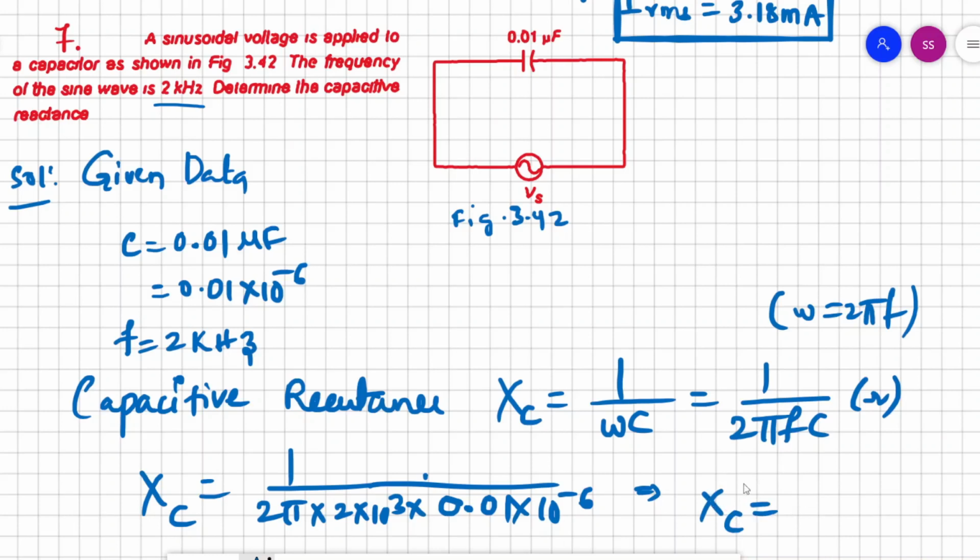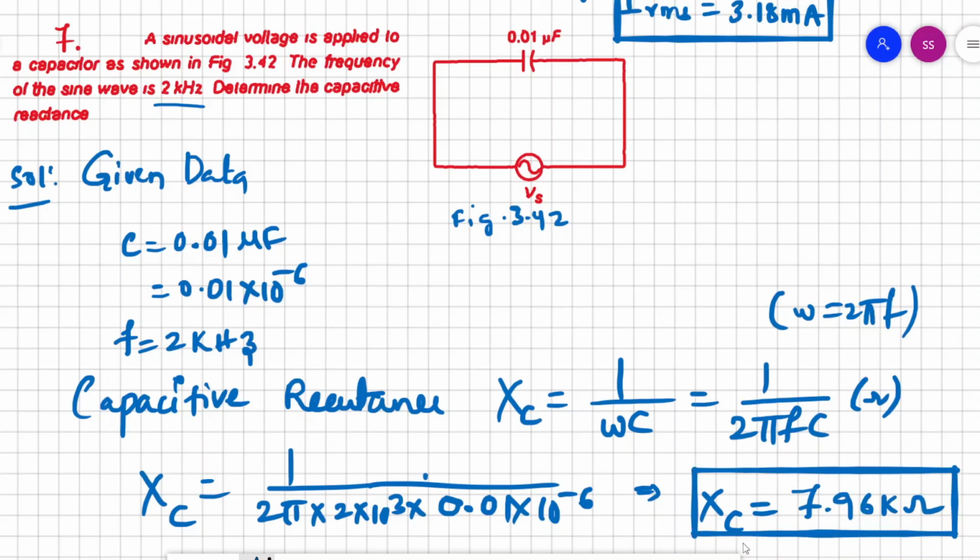So if you find the value, XC comes to 7.96 kilo ohms. This is the capacitive reactance value. Okay, so now let us proceed to our next problem.